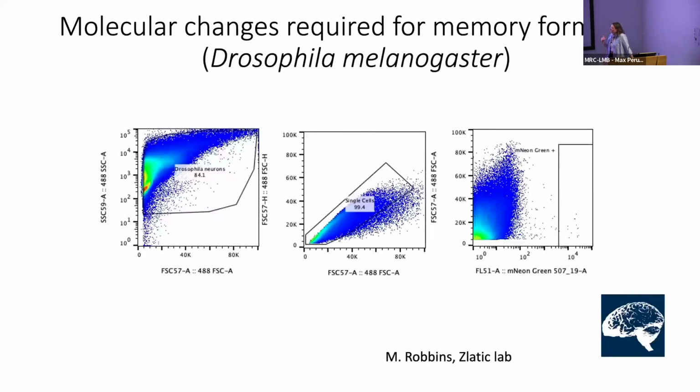All right, so I'm going to talk about 3 different projects that I think are really, really interesting. They were quite challenging in their own right for some of the scientists here that wanted to sort these cell types. The first is Miranda Robbins in the Zlatic lab.